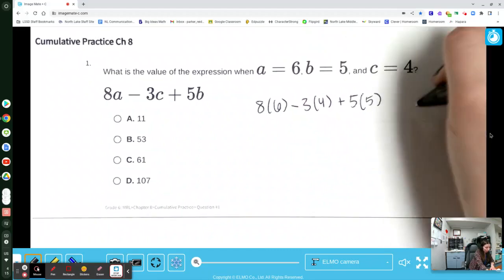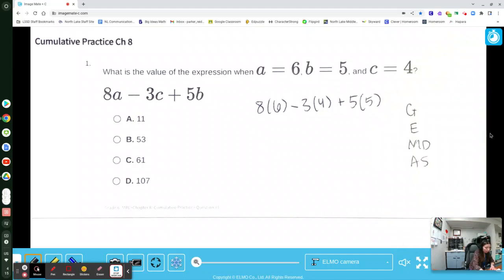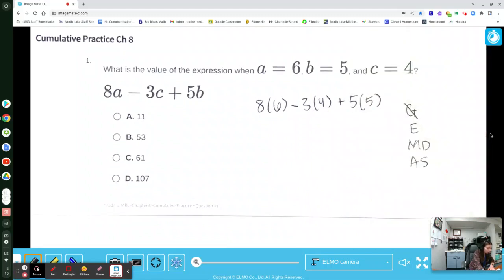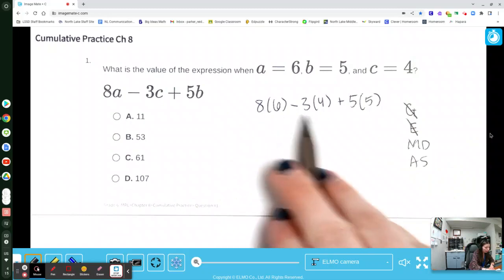And now I'm going to use GEMDAS to evaluate this. So you might think there's grouping symbols because we do have parentheses, but there's nothing to actually do inside the grouping symbols, so we're going to move past that. We're going to move past exponents. We're going to do multiplication and division left to right.